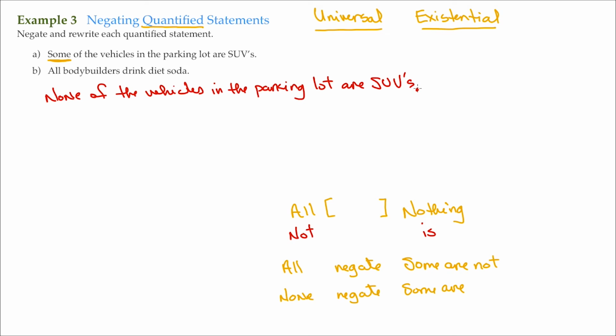And there we go. For this statement, B, all bodybuilders drink diet soda, that has the universal quantifier of all. So the idea of if all actually do drink diet soda, to be able to show the negation if at least one does not. So I have all. To negate it, we'll say that some are not.